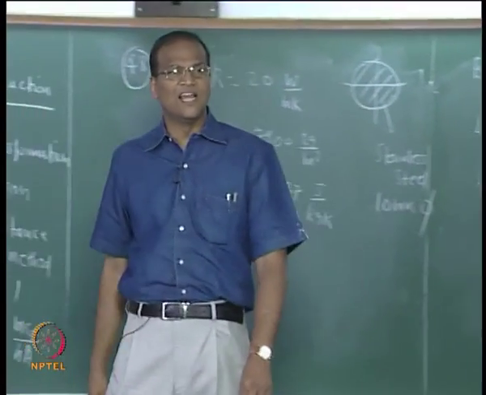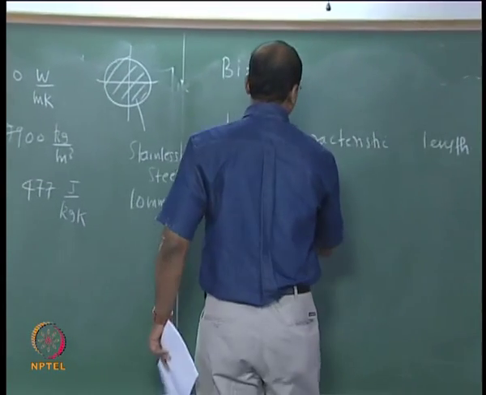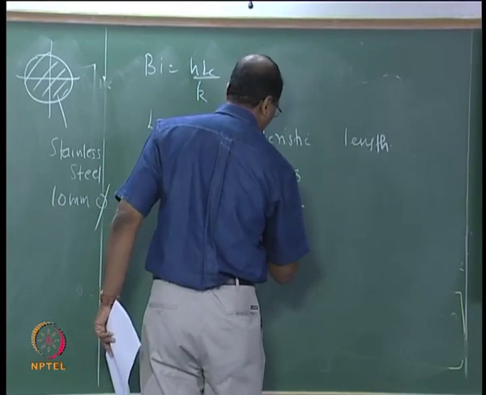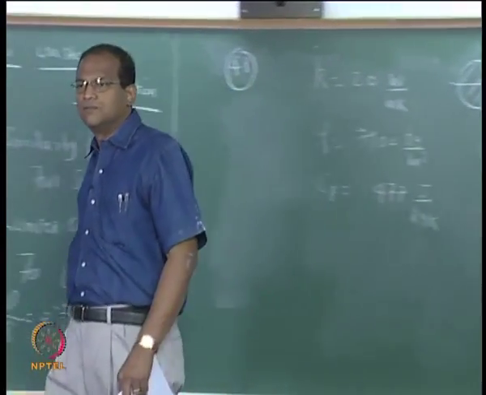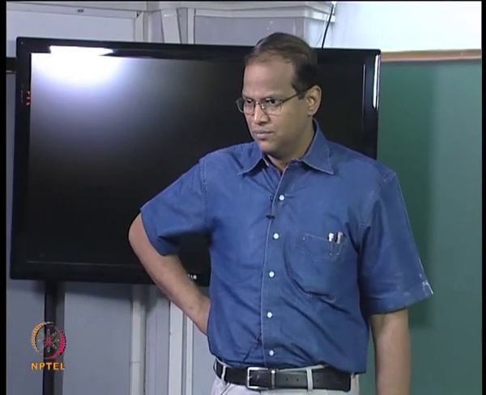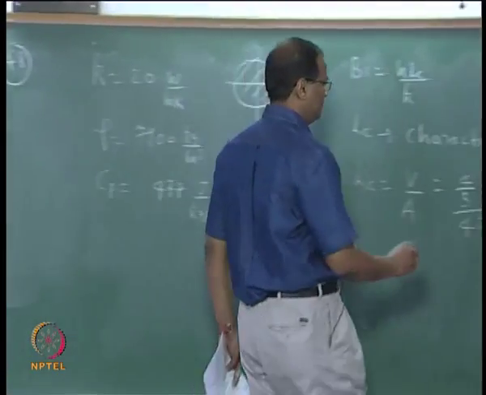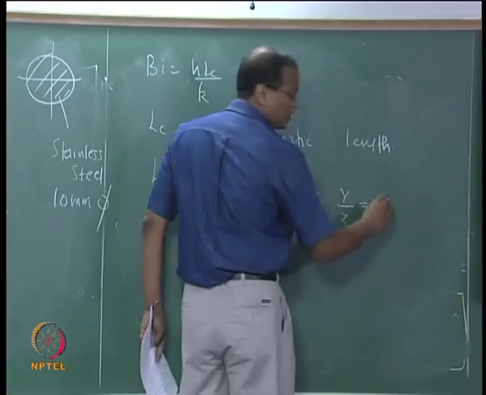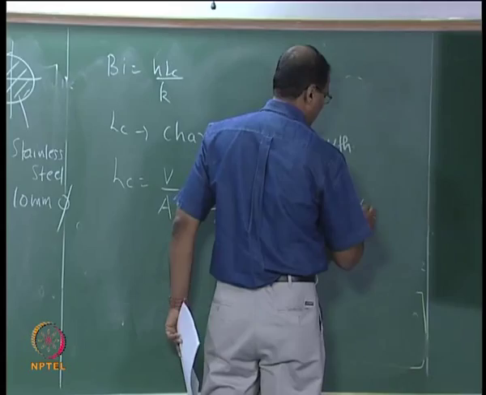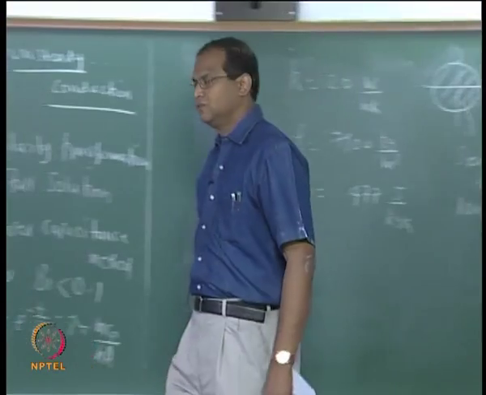If characteristic length is not so apparent, take the ratio of the volume to area. Okay, 4 by 3 pi r cube over 4 pi r square. Similarly, you can work out for slab, cylinder, or even an arbitrary shape volume. So r by 3, how much is it? 1.66. Correct.